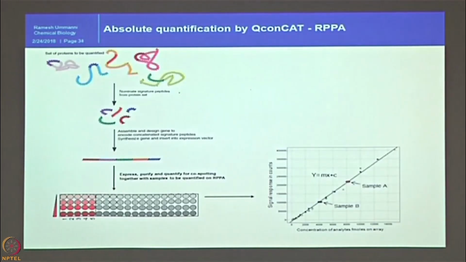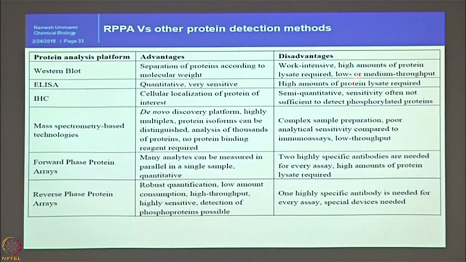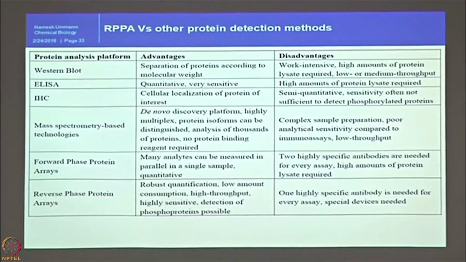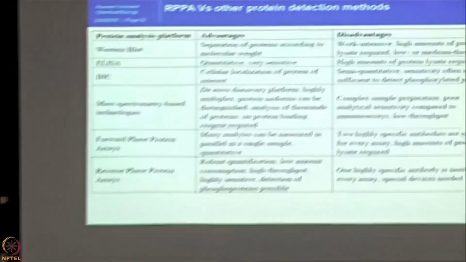Then ELISA, but the disadvantages are that it is very work intensive, a high amount of protein is required, and it is very low throughput. At most we can do medium throughput, which is not sufficient to analyze thousands of samples. And ELISA is quantitative and very sensitive, but it requires a high amount of lysate.